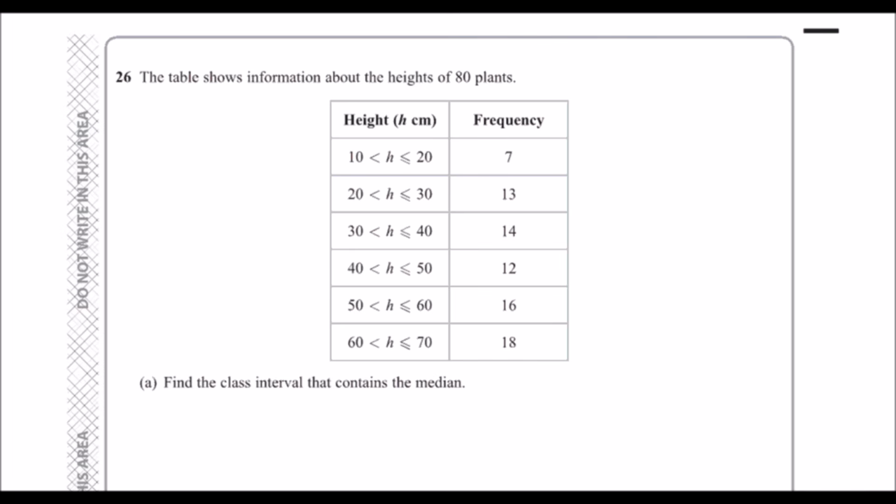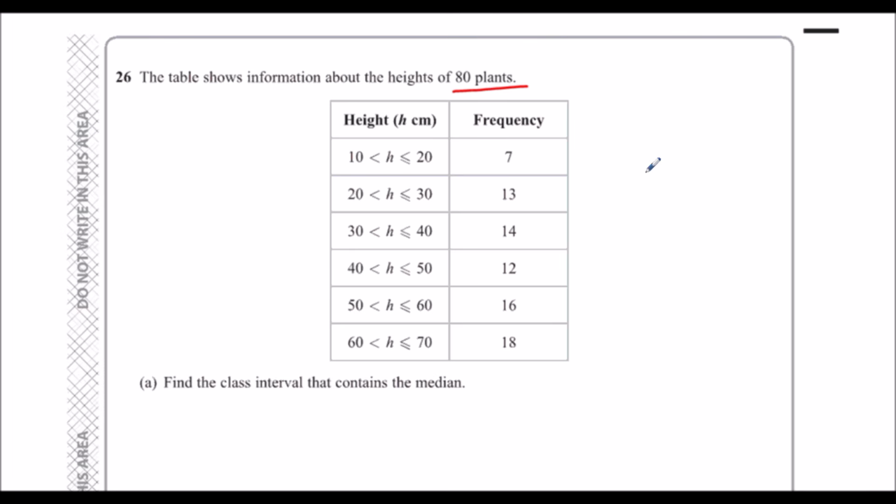Part A says find the class interval that contains the median. The median is the middle number, the middle plants. So we've got 80 plants in total. The median plant is going to be the 40th and 41st plants. So let's find what class interval they are in.